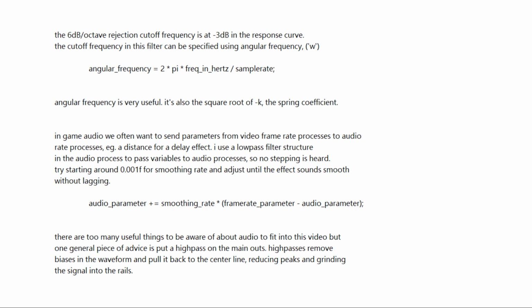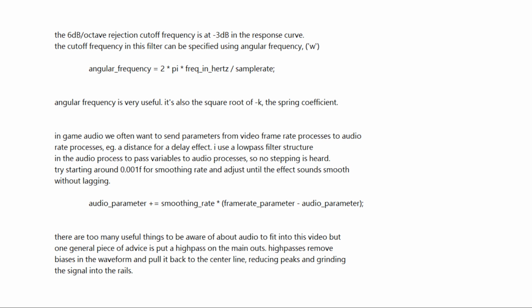In game audio we often want to send parameters from video frame rate processes to audio rate processes, for example, a distance for a delay effect. I use a low-pass filter structure in the audio process to pass variables to audio processes, so no stepping is heard. Try starting around 0.001 for smoothing rate and adjust until the effect sounds smooth without lagging.